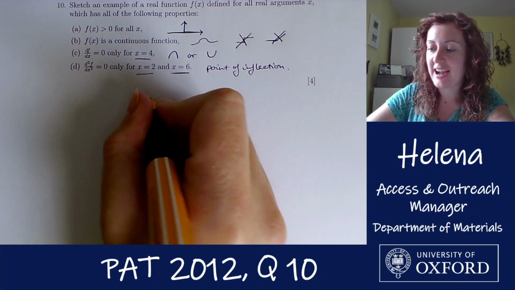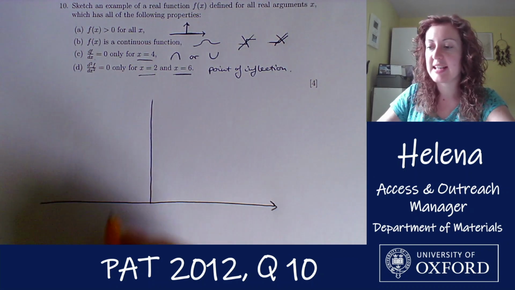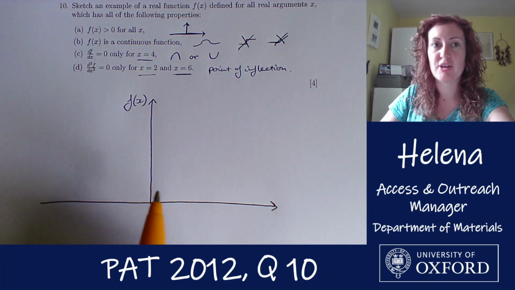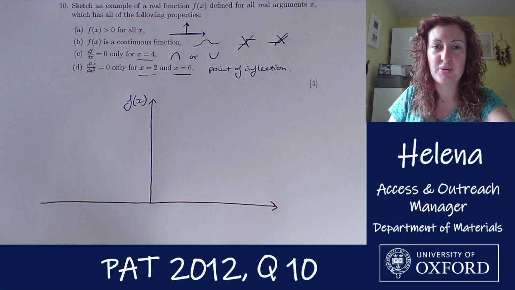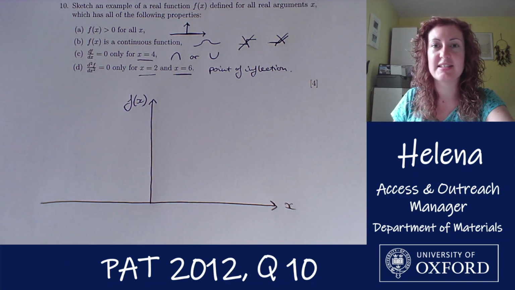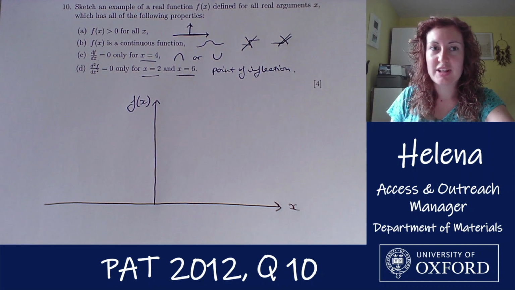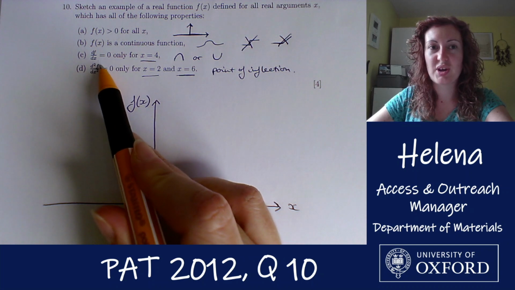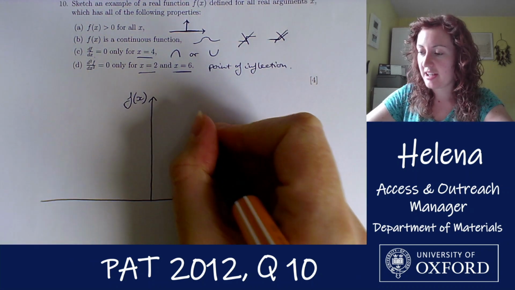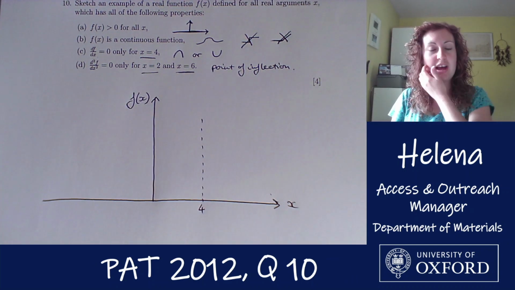Right, so let's draw our axes. As I already said in the first point, point A, it tells us that f of x is above 0, is positive for all values of x. So we only need to draw this half of our axes. We don't need to go down into the negative here. Okay, so let's start with point C here, our turning point at x equals 4. So let's mark on our sketch a value of 4 for x.